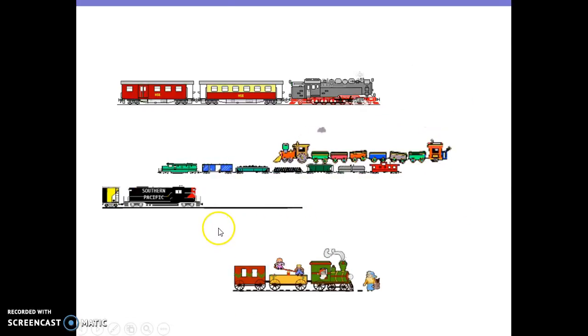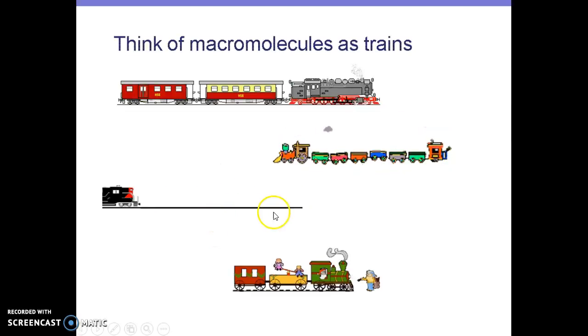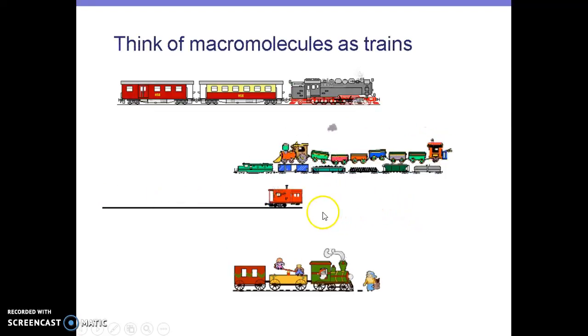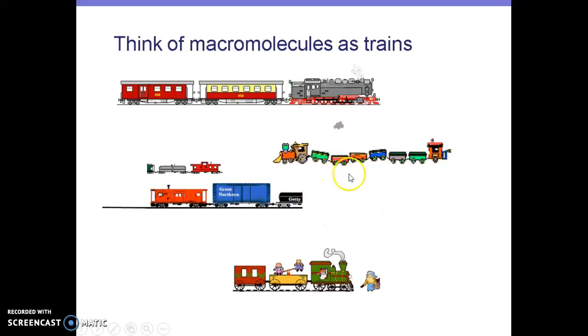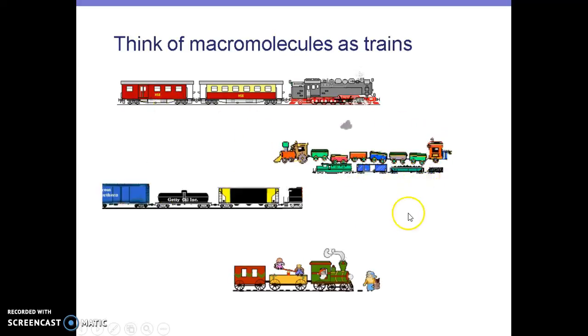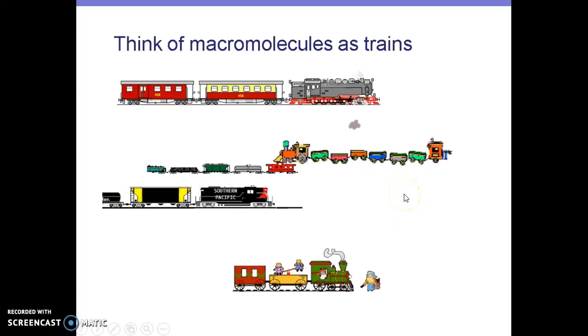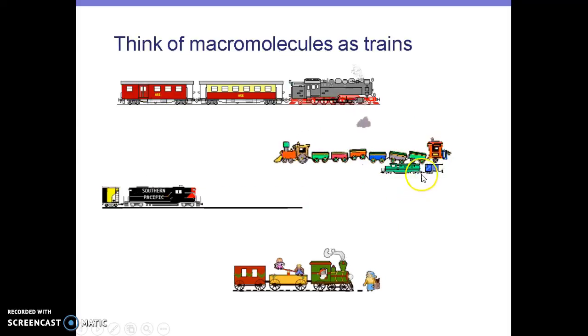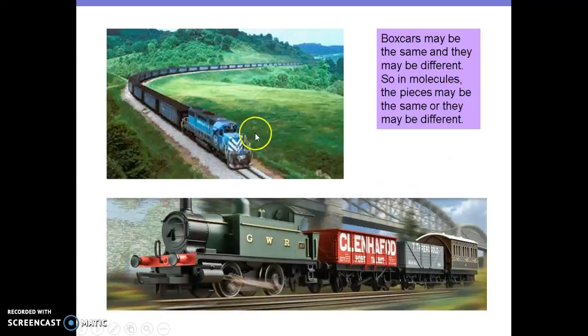You see some trains here. You're going to think of your macromolecules as trains. Most of our macromolecules are built up of smaller subunits or boxcars, and we call those subunits or boxcars monomers. Mono means one, and mer means piece. So the boxcars could be all identical, or the boxcars can be different. And that's the way it is with our macromolecules. Sometimes the pieces are all identical, like with our carbohydrates, and sometimes they're all different, such as with our proteins.